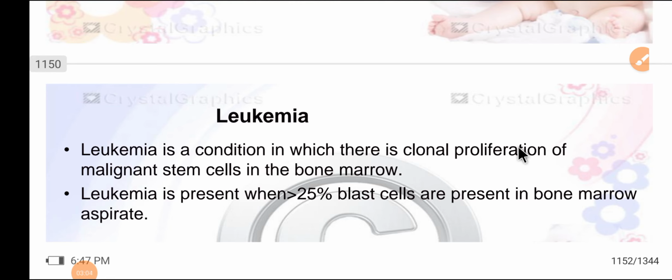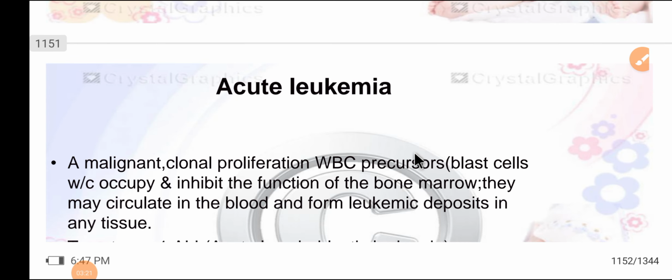Leukemia. Leukemia is a condition in which there is clonal proliferation of malignant stem cells in the bone marrow. Leukemia is present when greater than 25% of blast cells are present in bone marrow. Sporadic acute leukemia: a malignant clonal proliferation of white cell precursor blast cells occupy and inhibit the function of the bone marrow. They may circulate in blood and form leukemic deposits in any tissue.